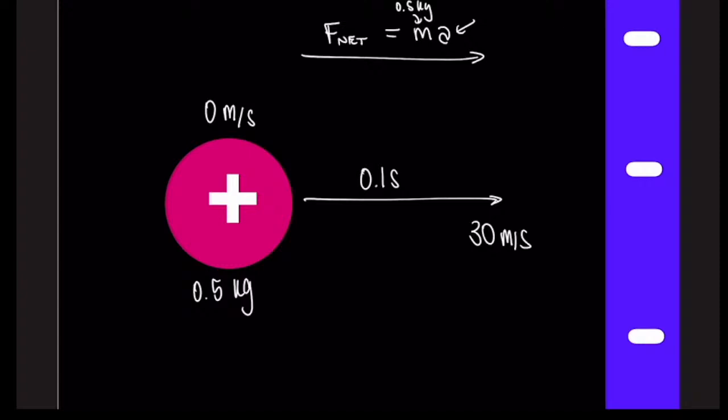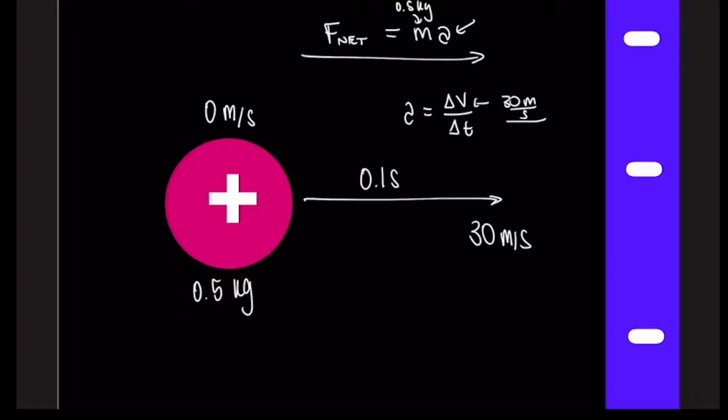And when we do this, we should know that acceleration will be equal to the change in velocity over the change in time. So how much did our velocity change? Well, if we look at this here, we can see that it went from 0 to 30. So it had a change in velocity of 30 meters per second.